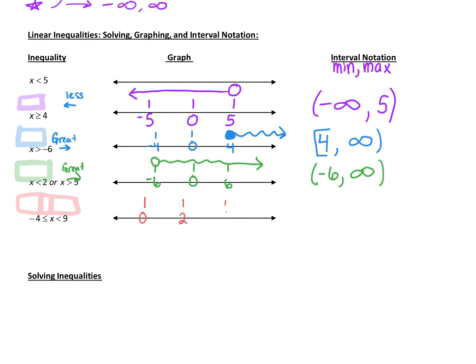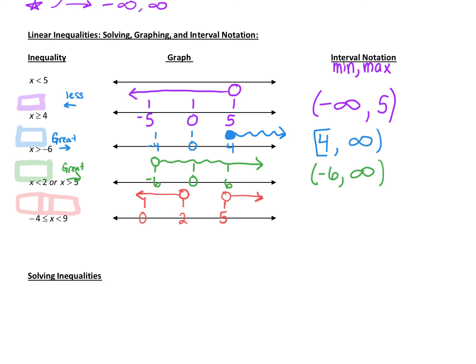Two and 5. Open circle on 2 because it's x is less than 2, no equal to, and less than means it's going to go left. Open circle on 5, greater than means it's going to go right. Now, how do we write this with interval notation?